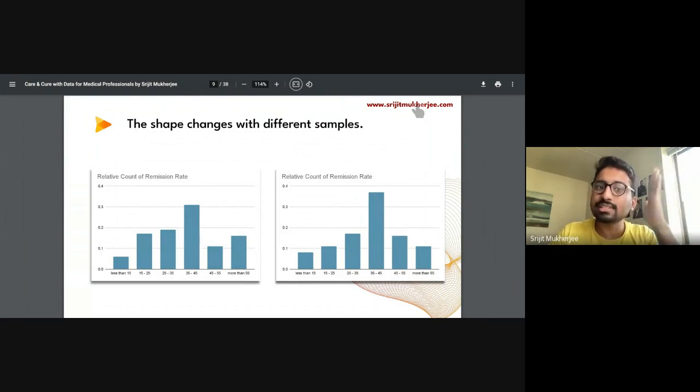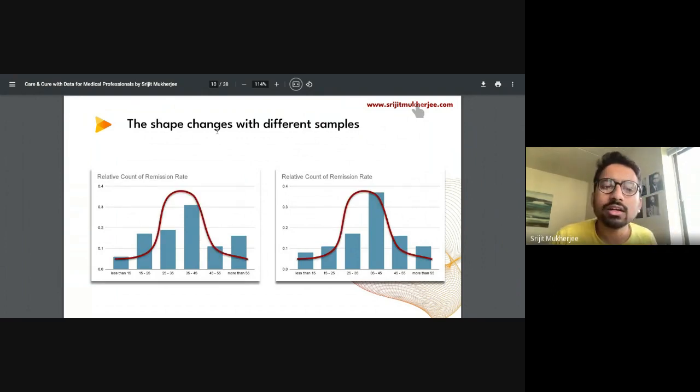This is the basic idea, that the shape changes with the different samples. So what we do now is observe that there's a basic truth, the true behavior of the entire population, an unknown behavior that we don't know. That is denoted by the red line. That is the actual relative count of the remission rate of the true wonder drug. But what we're getting is a sample, and hence this blue colored shape is changing with every single sample. But remember, we have only one sample, like one sample of 100 patients.